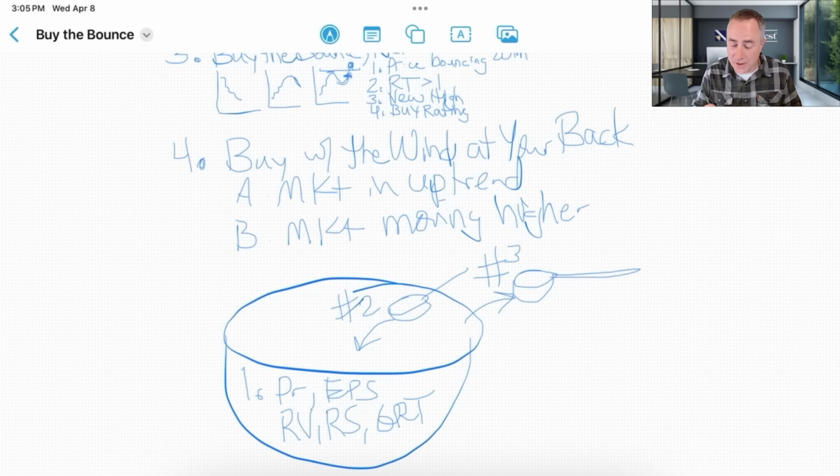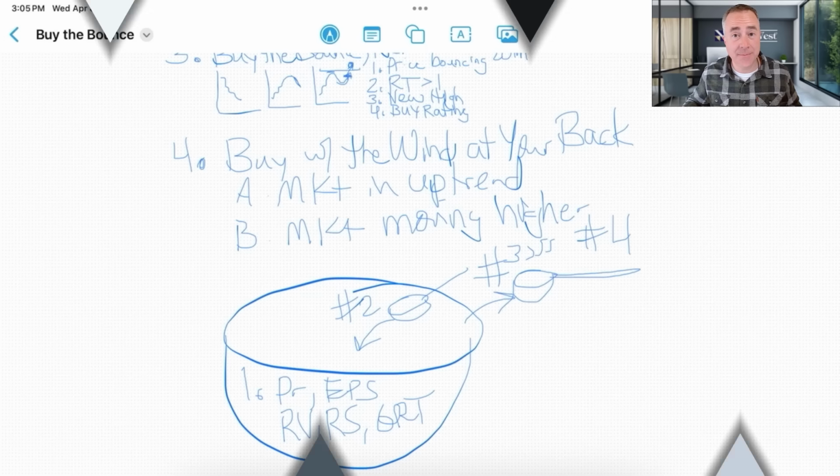But before you buy it, or before you taste the soup, it's hot, right? So you blow on the soup. That's the wind at your back. Now let me show you how to actually apply it.